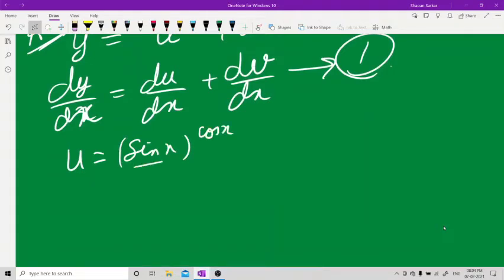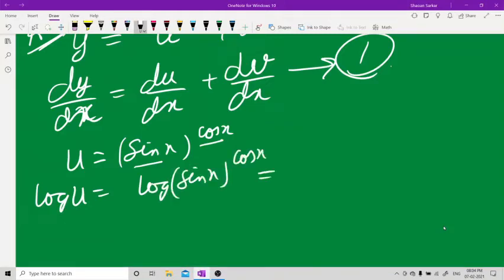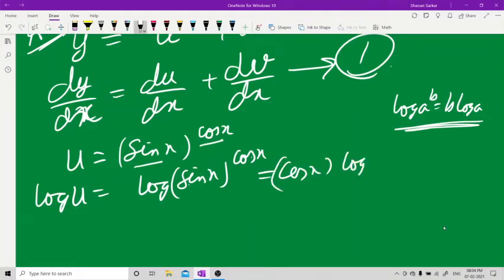So whenever you see function on function, take log. So log u is log of sin x to the power of cos x. Log a to the power of b is b log a. This concept is very, very important. So cos x log sin x.